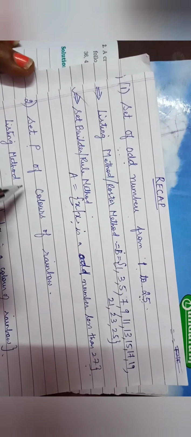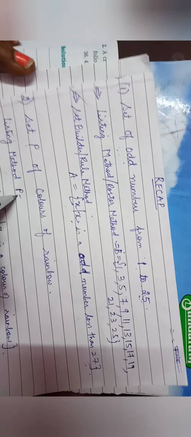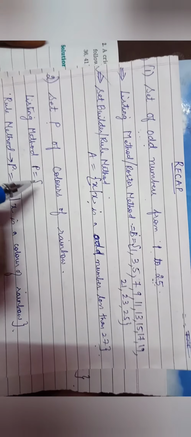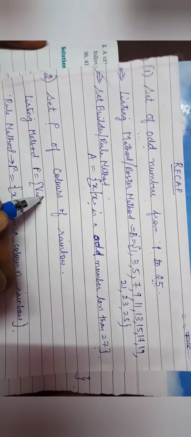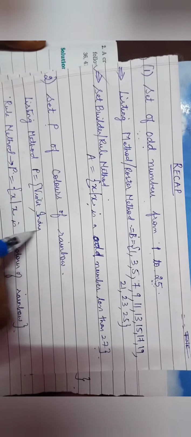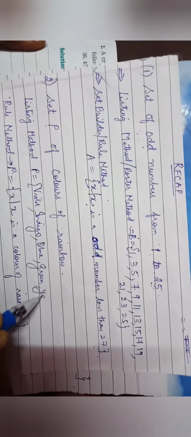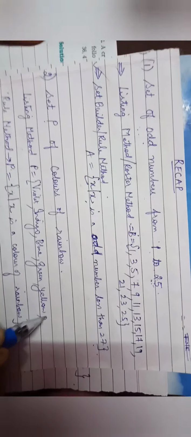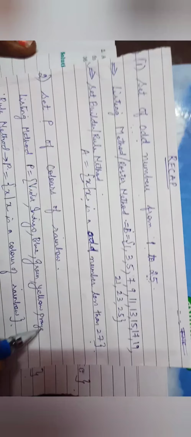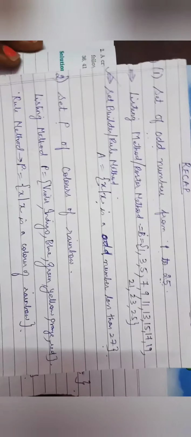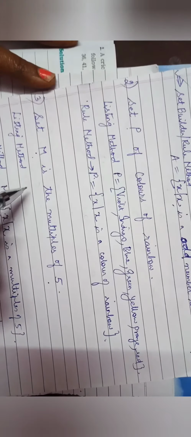Colors of rainbow. So again the name P. Right? What are the colors of the rainbow? VIBGYOR, that is violet, indigo, then blue, green, yellow, orange, and red, finally.